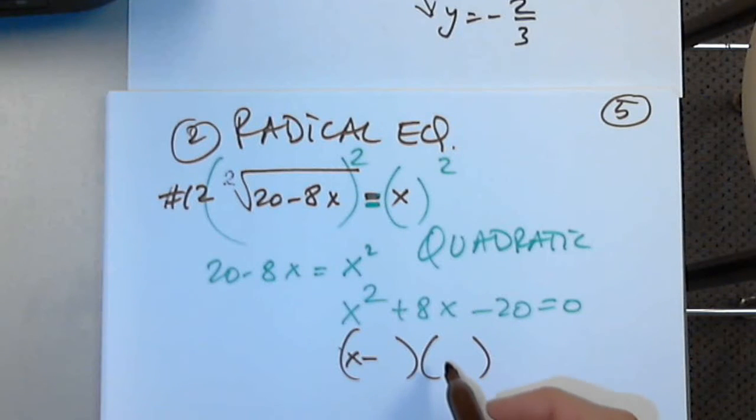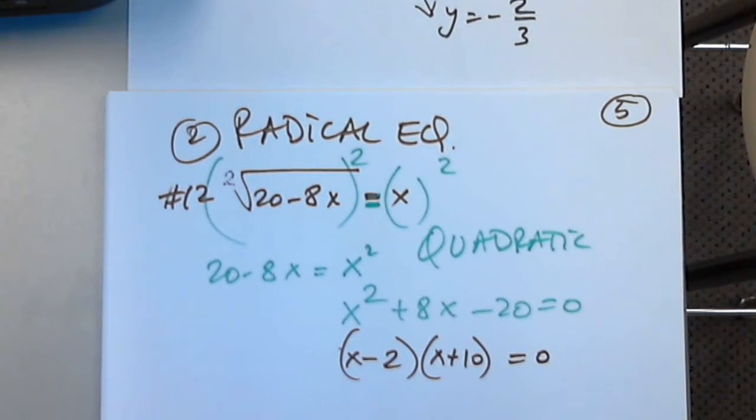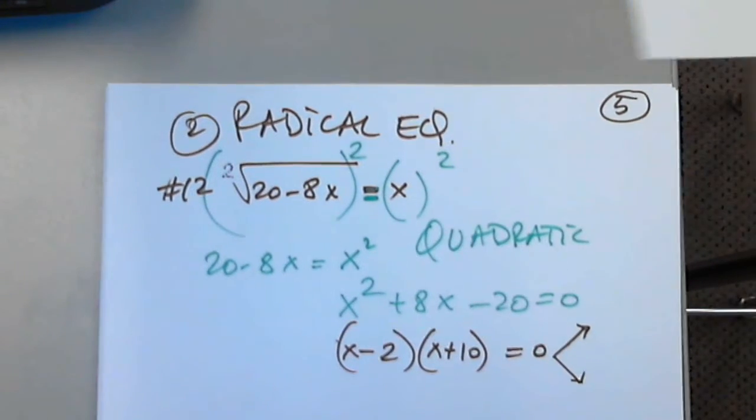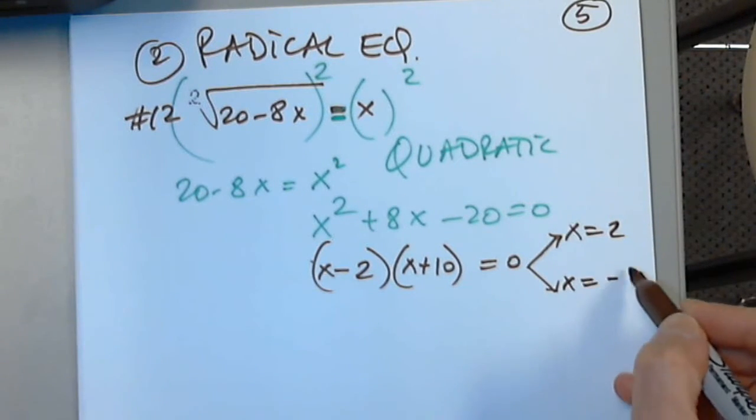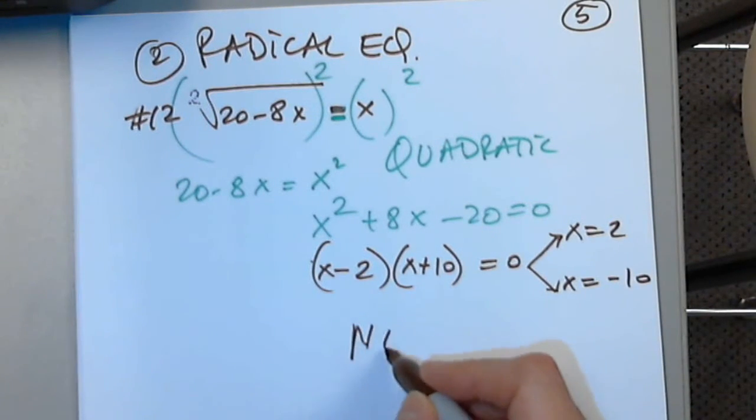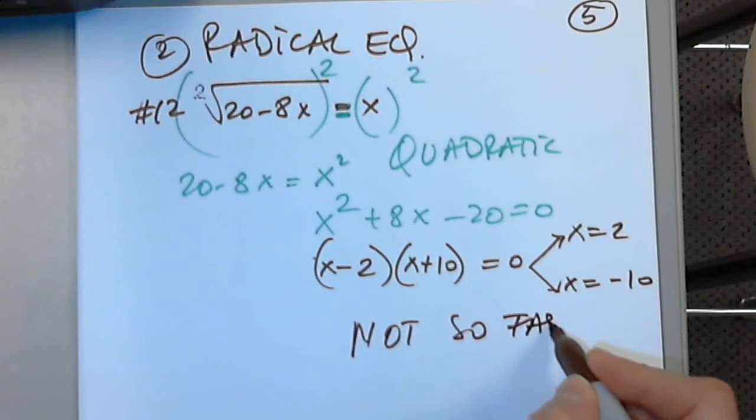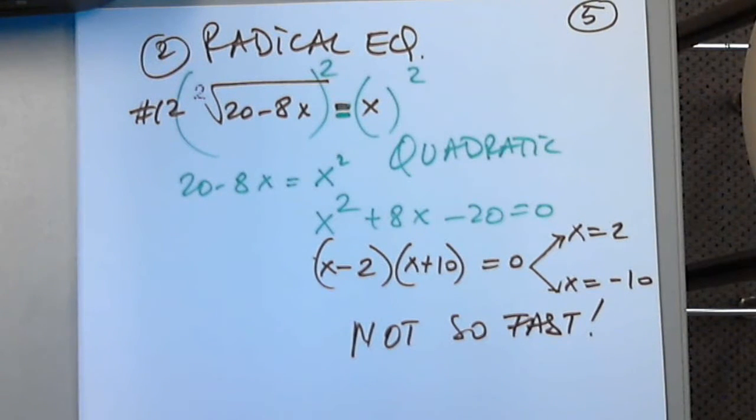So which one is negative? Yes, because the sum has to be 8. Correct. Good. So then the options are? And I will say not so fast. What does that mean? You have to plug it into the original equation. Right, why? Because sometimes it cannot work.